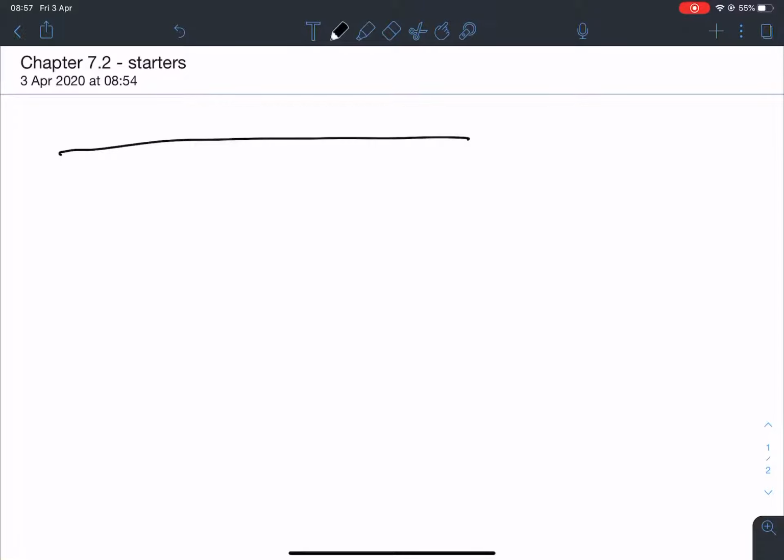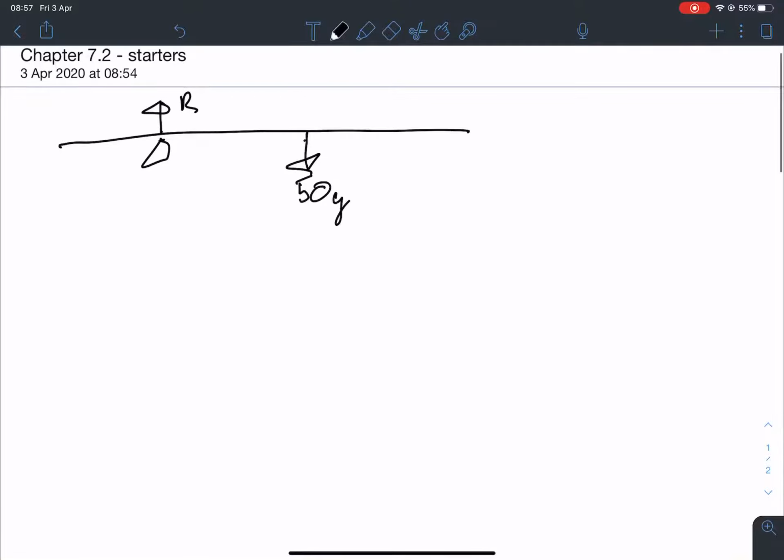Okay, so here we go. We've got a non-uniform rod of mass 50 kilograms. So we've got a weight acting downwards on the rod of 50g. We've got a normal reaction R at one of the pivots and another normal reaction 4R at the other pivot. The length of the rod is as shown, so 2 meters.